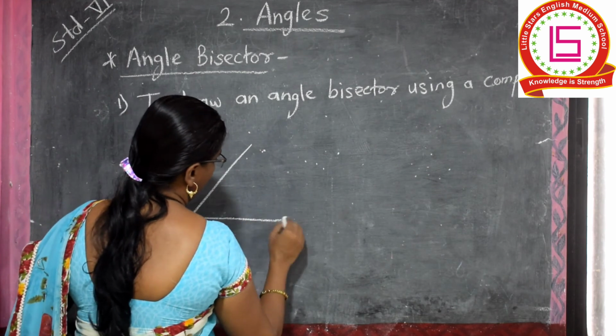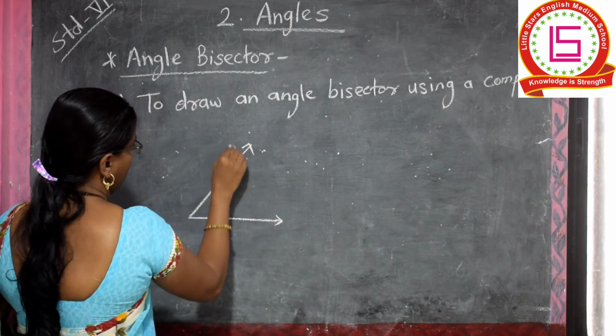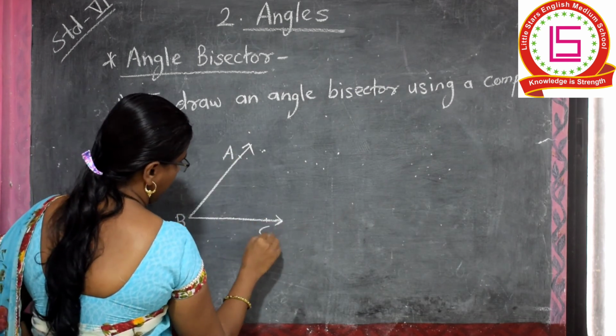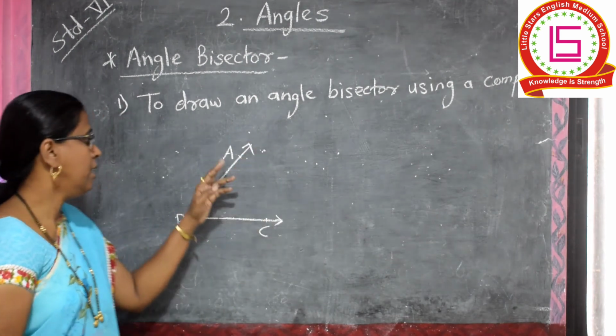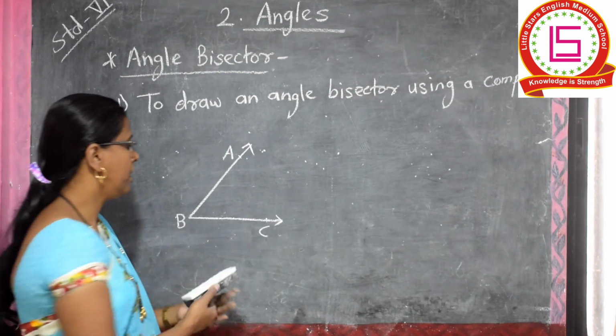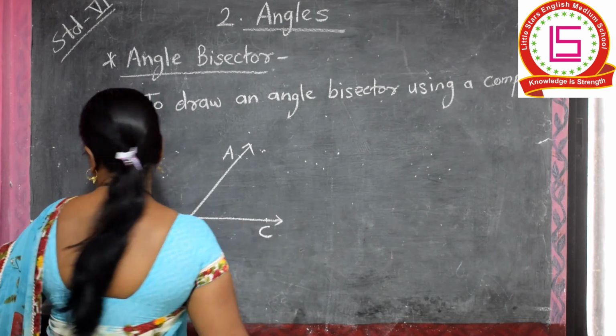Draw an angle of any measurement. Okay, A, B, C. Then how to bisect this angle? See here, I draw here angle ABC. Then by using a compass we have to bisect this angle.